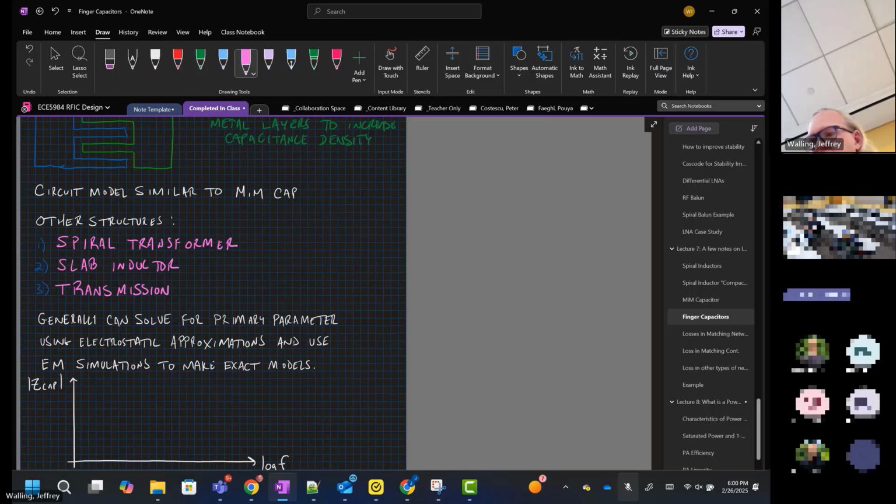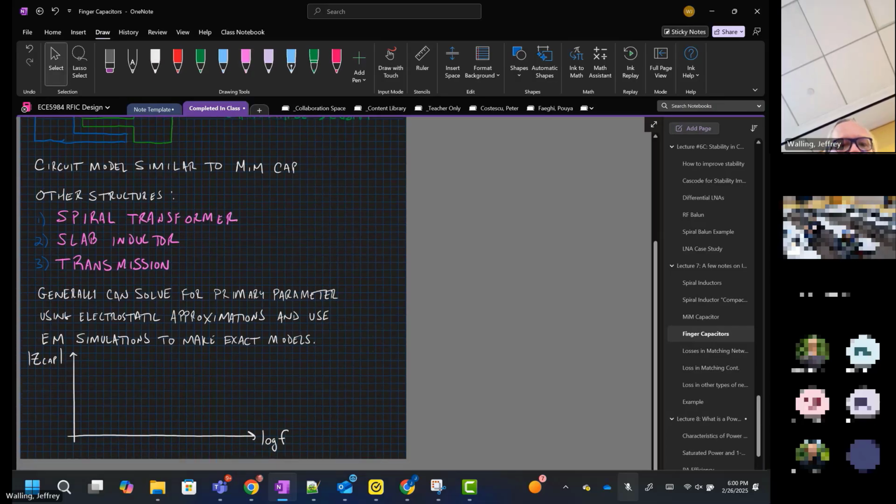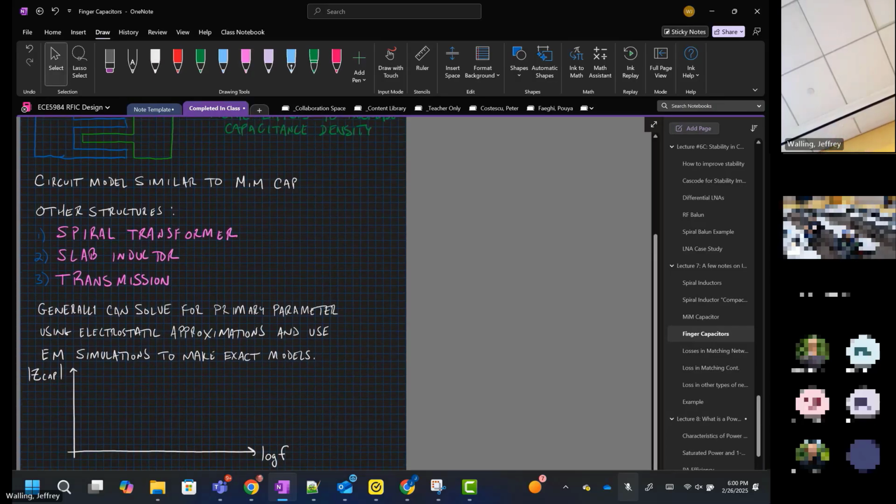All right. So we have a tool that's integrated into Cadence called EMX. So we can generally solve for the primary parameters for any of these passives using an electrostatic approximation, meaning for inductors, I can use that Greenhouse approximation if I want to. And that will tell us roughly how I should size the device. And then I can draw it and then run a simulation.